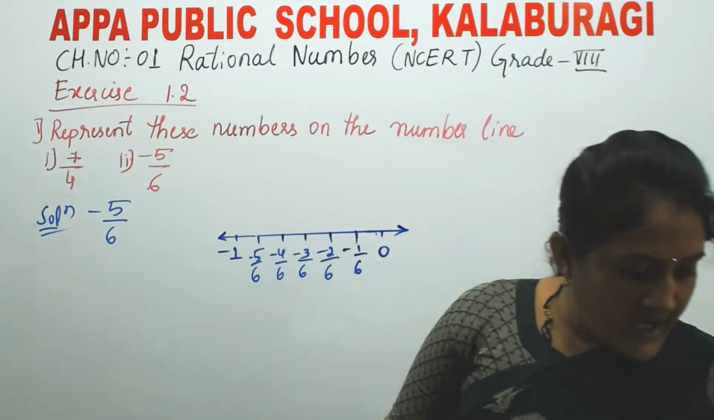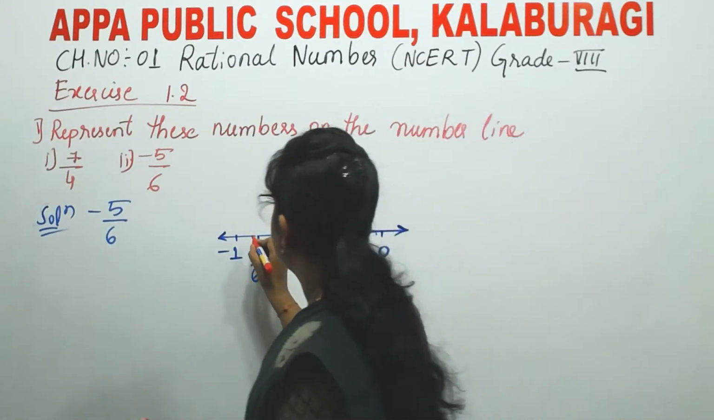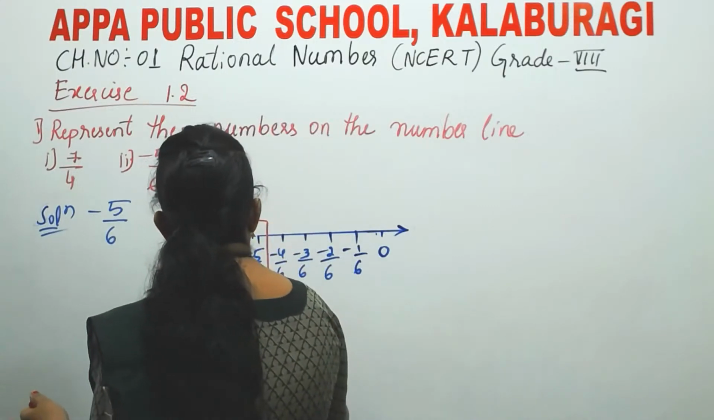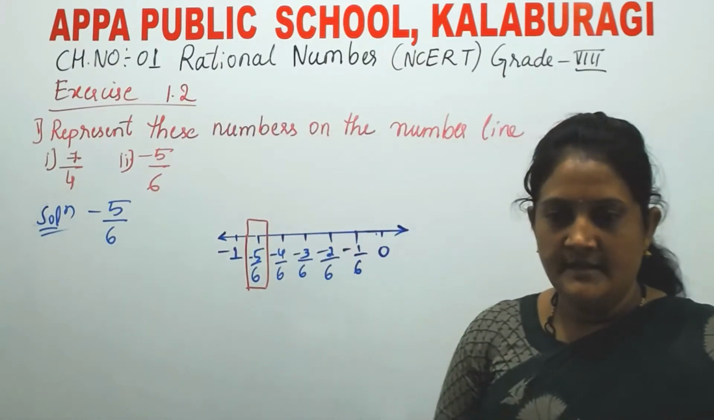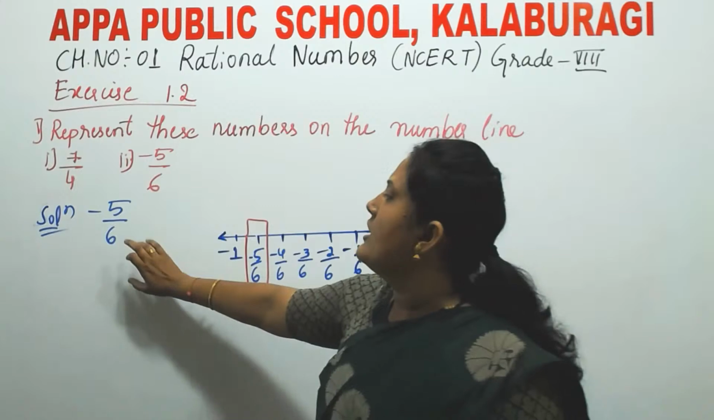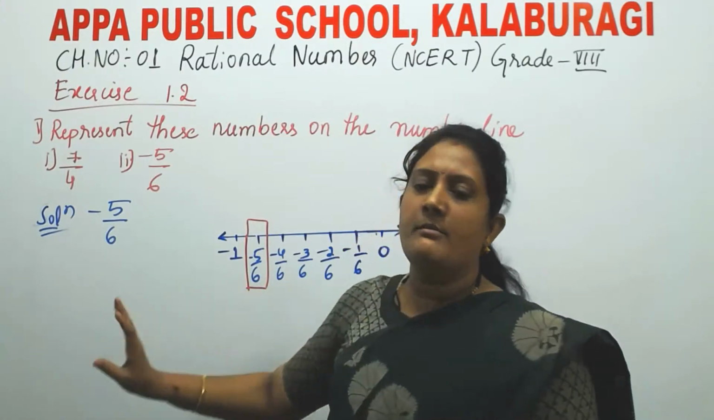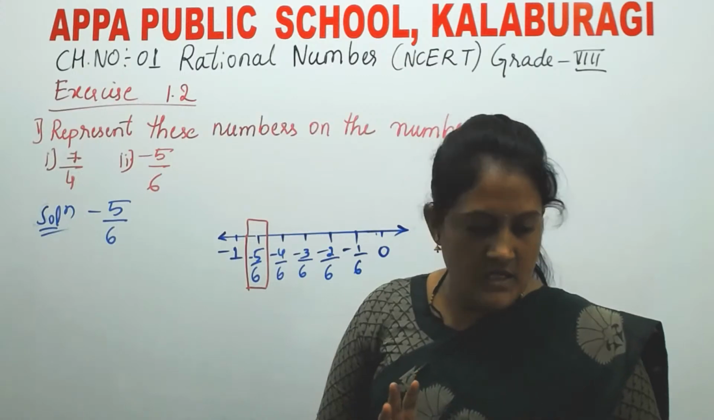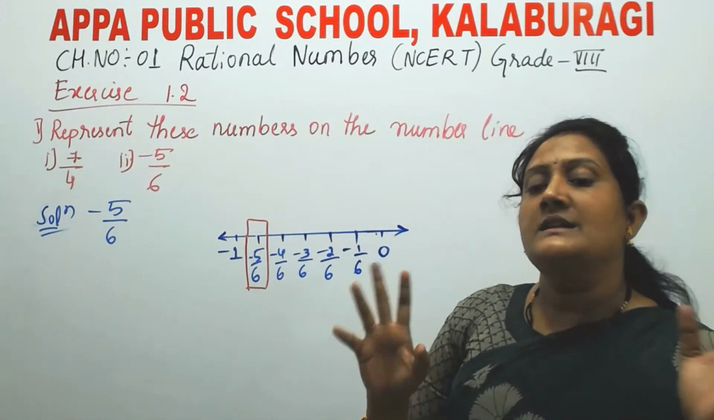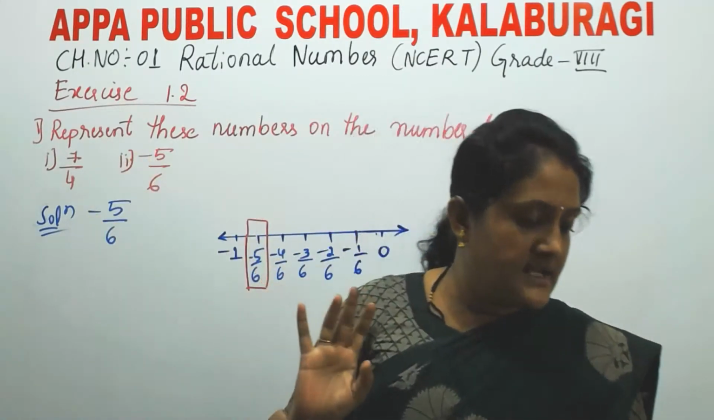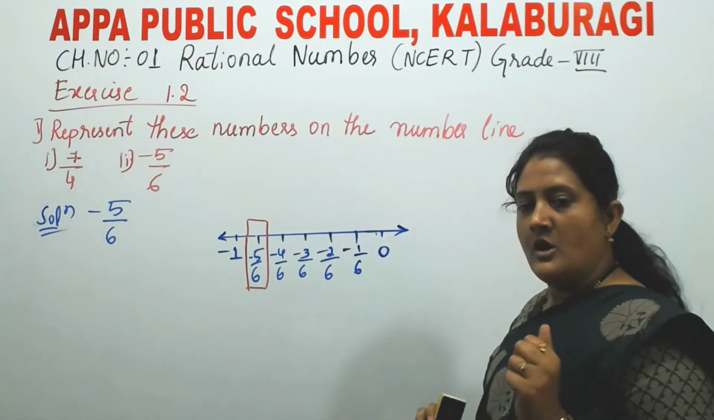So what are we required to represent? We required minus 5 by 6. Here we have represented minus 5 by 6. Just look at the denominator: whatever is in the denominator, that many parts you have to make. That's it. It's so simple, right? Just check whether it is coming on the left side or right side. Hopefully you got it.